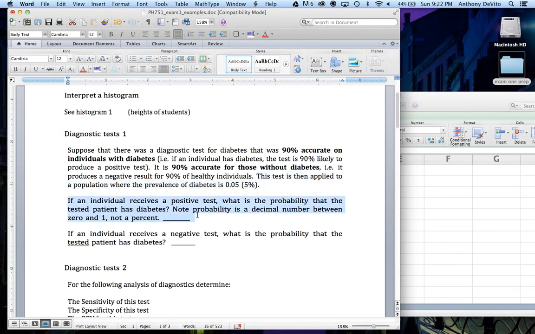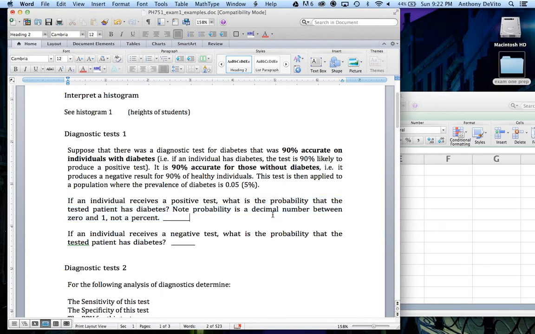If an individual receives a positive test, what's the probability that that patient has diabetes? What's the probability, given that they tested positive, to have the disease? Probability of D plus given T positive, right? That's the positive predictive value. Okay, let's not jump to conclusions yet.